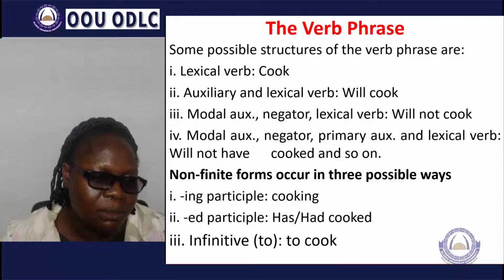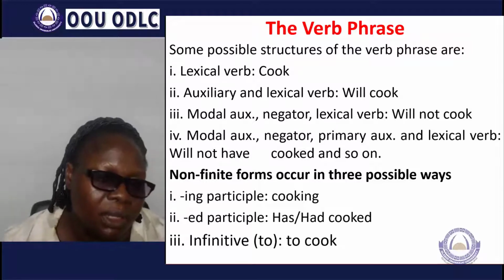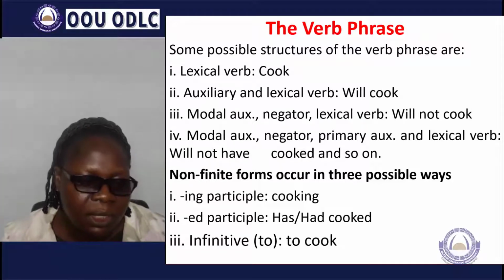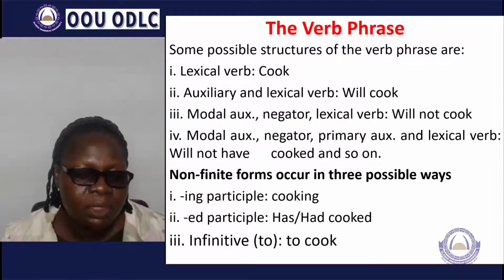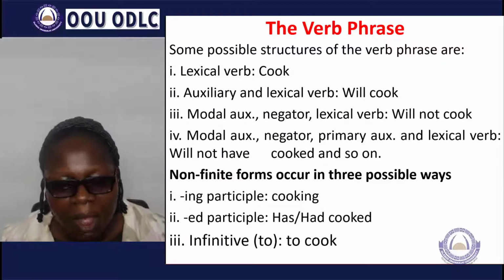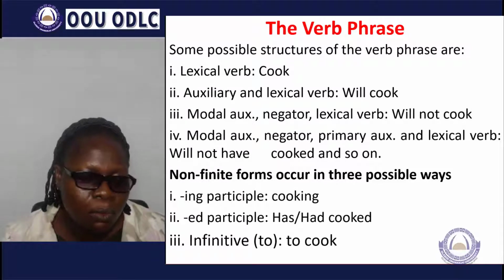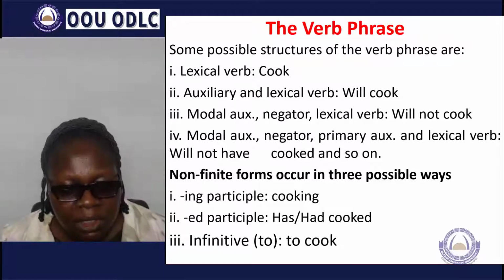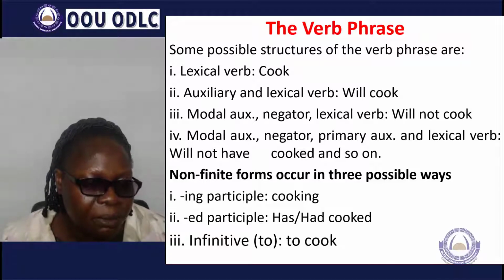That's a sentence, but our focus is on will not have cooked, which is a very good example of a verb phrase. So here again, we have the modal auxiliary will, the negator not, and then we have the primary auxiliary. Remember that in study session 5, I told you that we have two types of auxiliary verbs. We have the modal auxiliary verbs and the non-modal auxiliary verbs, which are also called the primary auxiliaries. And so here we have a modal auxiliary verb, will, joined to a negator, not, and then joined to a primary auxiliary verb, which is have.